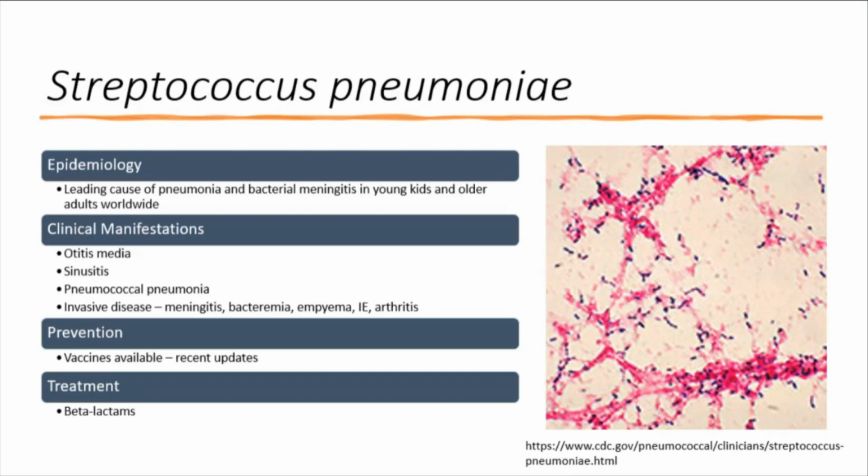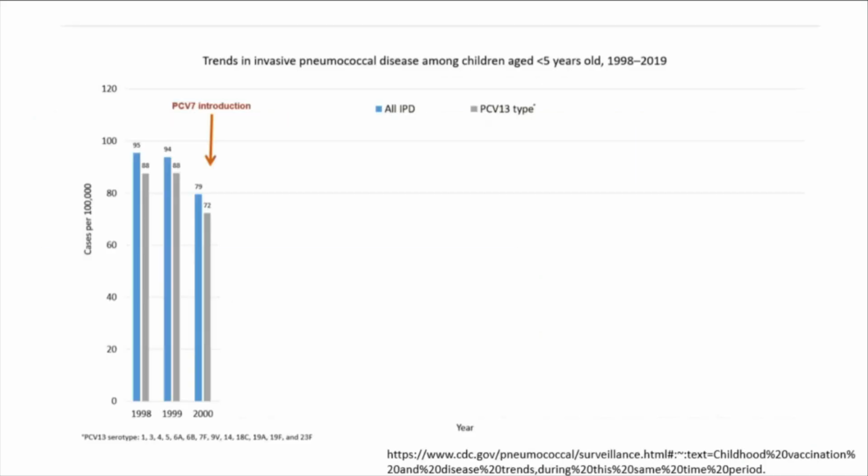Not going to belabor treatment for some of these, but I think this is just an interesting public health success over time. We have different pneumococcal vaccines. The pneumococcal conjugate vaccines are generally more effective. PCV7 was our first one, and it was introduced in 2000.